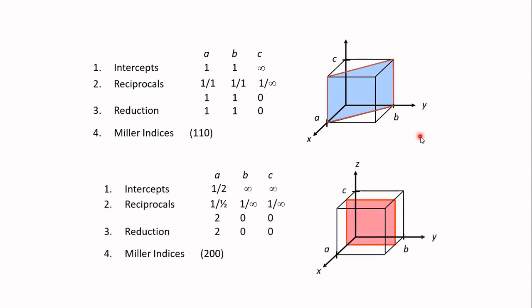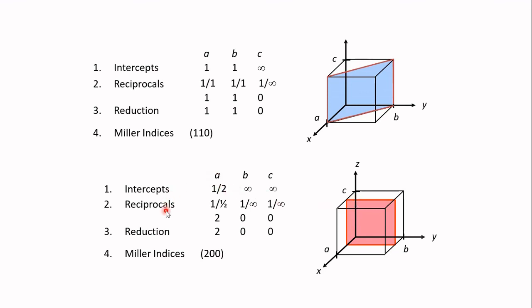Let me take another example. Here I have considered a plane which cuts the x-axis here, but does not cut the y and z axes. First, you write the intercepts. The edge length is a, and it is cutting the x-axis at the middle of it. So the intercept is 1 by 2. Along the y-axis, it is infinity because the plane is parallel to the y-axis. For the z-axis, it is also infinity, as it is parallel to the z-axis.